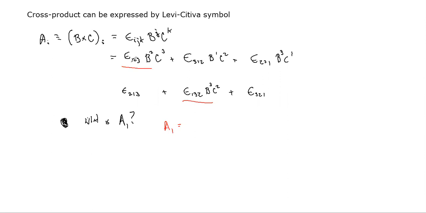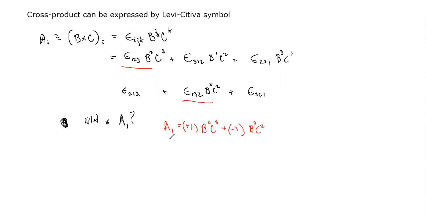So that's an even permutation. It's just already in 1, 2, 3. So that's +1. And then this is B2, C3. And then this is an odd permutation. So that's a -1. And then this is B3, C2.